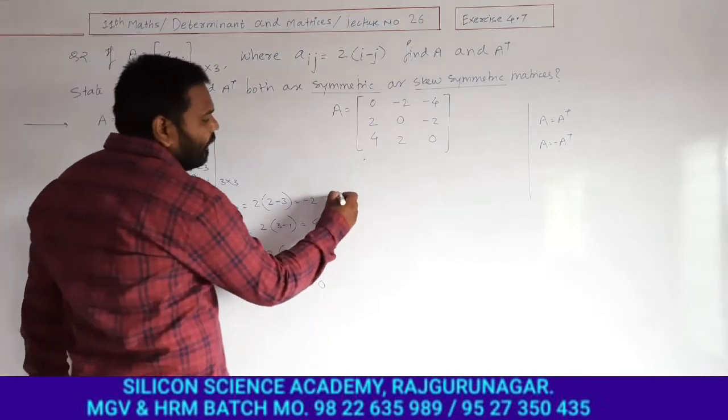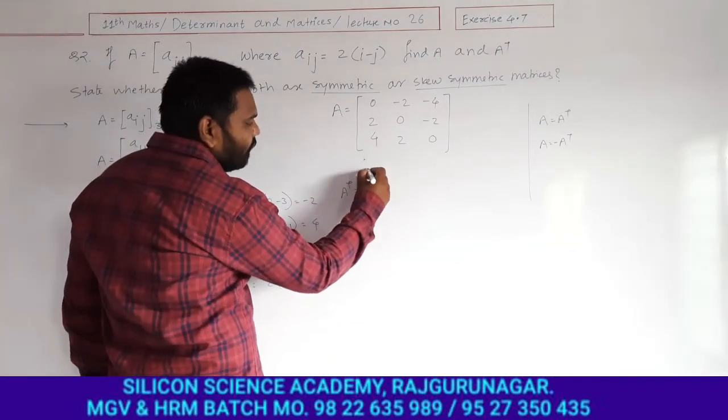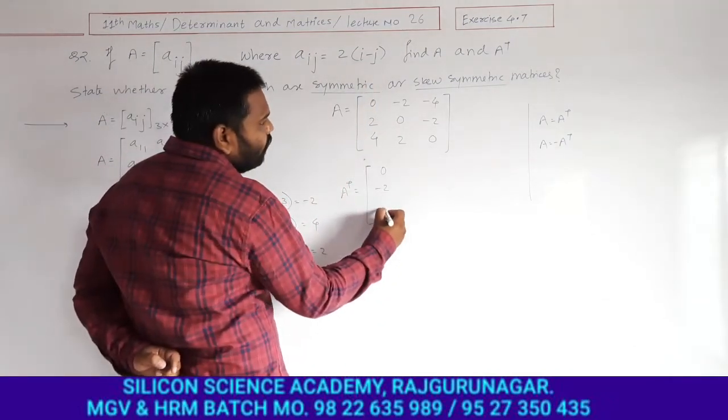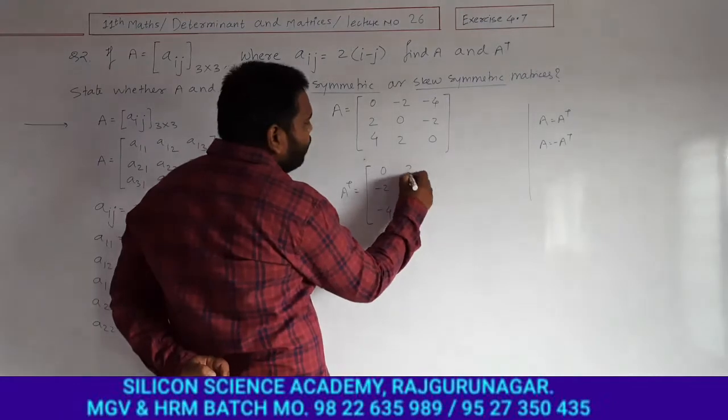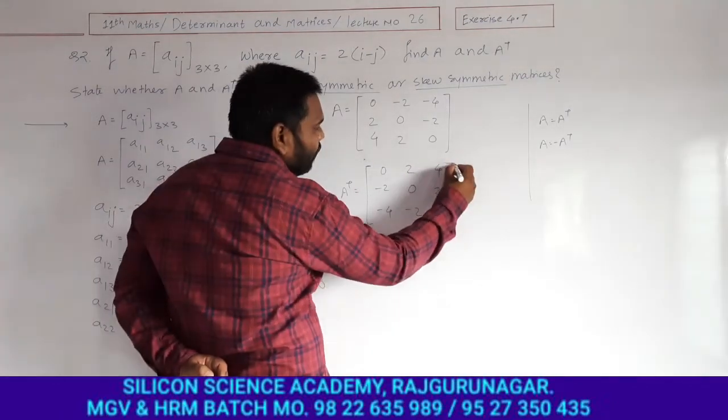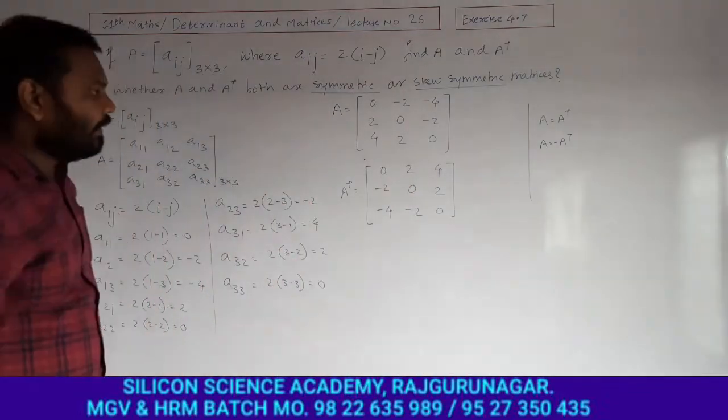That is A transpose. That is A transpose is equal to general integral form. That is 0 minus 2 minus 4. That is 2 0 minus 2. That is 4 2 0. That is A transpose.